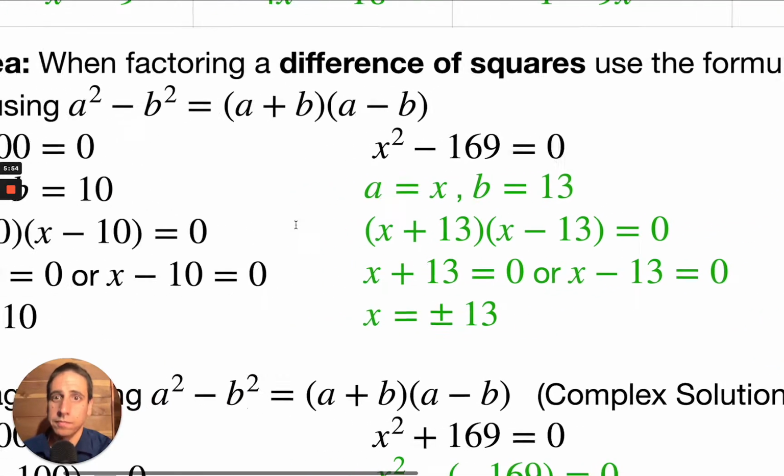Here, oh, it looks like this is a difference of squares too. I know x squared is a perfect square, and 169 is going to be 13 times itself. So if you're going to use this formula, then a equals x, and b would equal 13, and then you could just write x plus 13 and x minus 13. And those are going to be the two solutions.